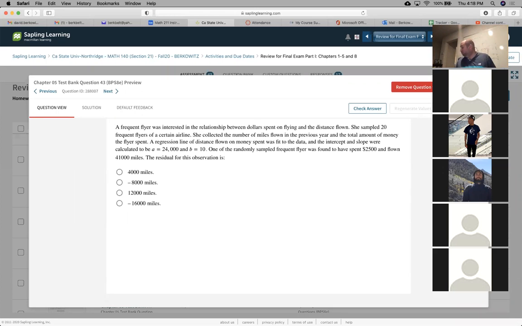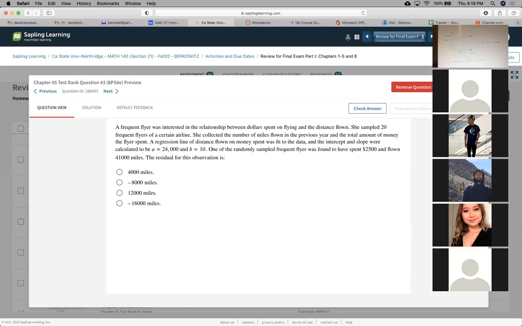So if I want to know what the predicted is, I just plug in my x value, 10 times 2,500 plus 24,000 gives me a predicted value of 49,000. So my residual would be my actual value of 41,000 minus my predicted value of 49,000, which gives me a residual of negative 8,000.